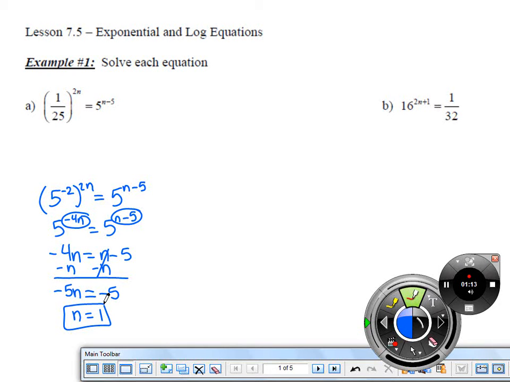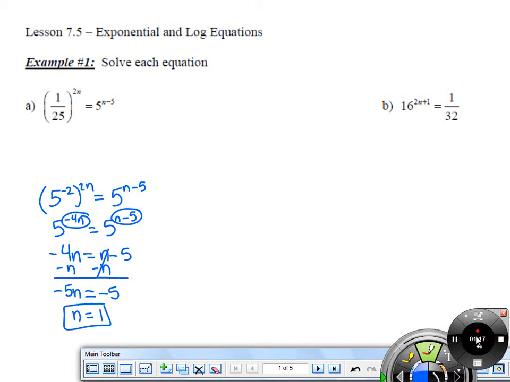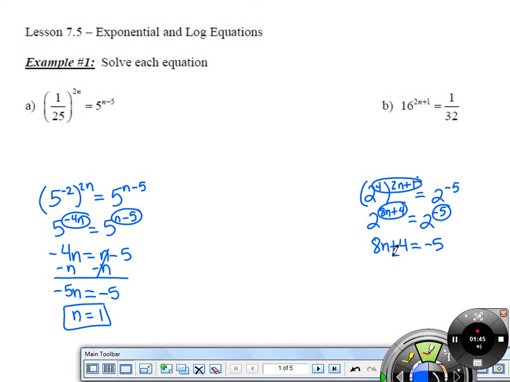And in part B, you can see something similar. Now 32 is not a power of 16, but both 16 and 32 are powers of 2. So I could rewrite 16 as 2 to the 4th power, and I could rewrite 32 as 2 to the negative 5th power. Then, again, we'll simplify any exponents where needed, like multiplying together the exponents we see here. And now that we have the same base and the powers should be equal, we can set the exponents equal to each other. And then we can finish solving for n.